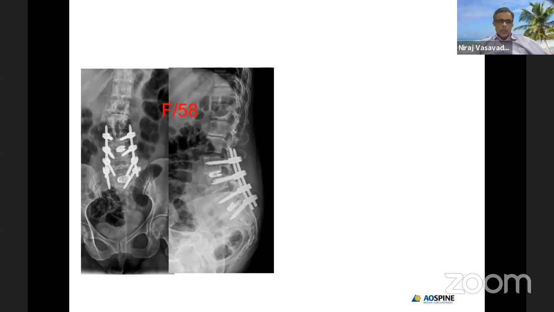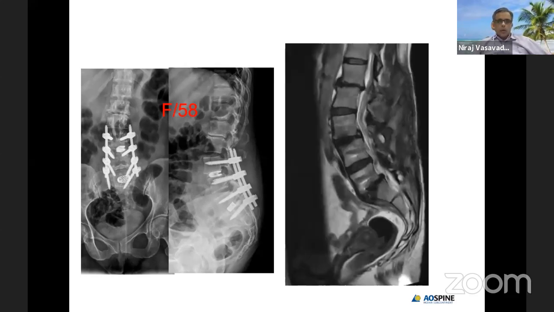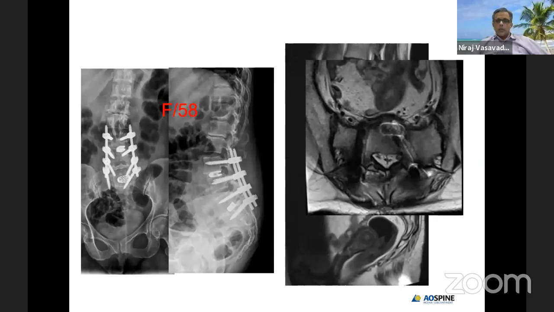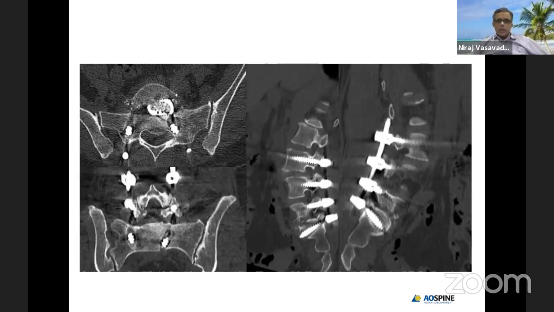So these are the x-rays of the patient. Pretty good looking, but if you try to evaluate sagittal parameters... this MRI also looks good, but the patient was totally bedridden. And if you see on further images, with the CT scan, you can see that the S1 screw is bilaterally getting loose. It is getting plowed out.